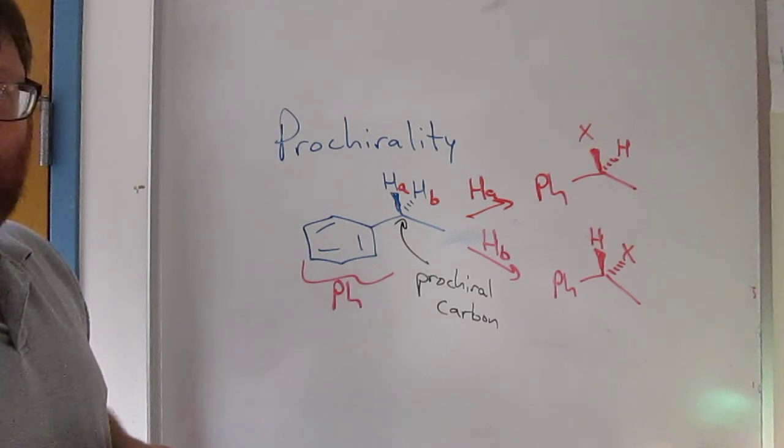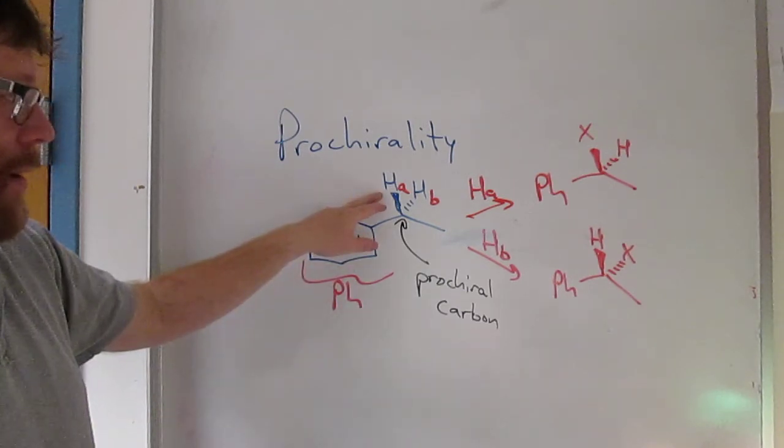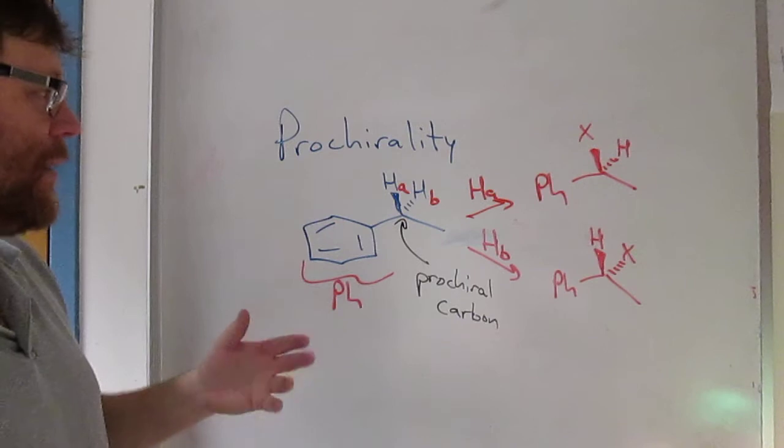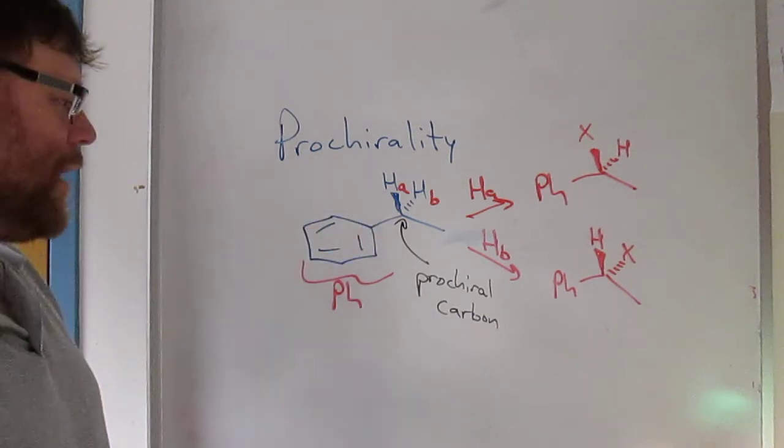And this, you might think, is not terribly important, except as you've seen in our test for chemical equivalency in proton NMR, it is important. So right now, HA and HB are magnetically equivalent. They give the same proton NMR signal because they're enantiotopic.